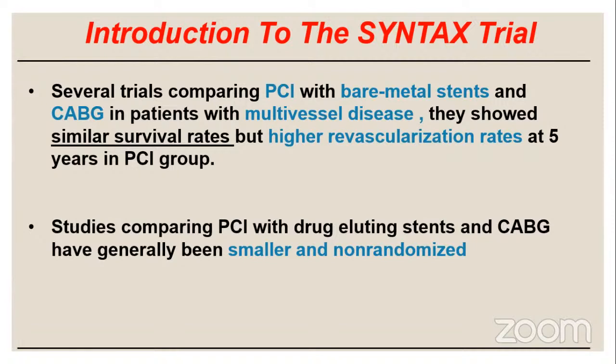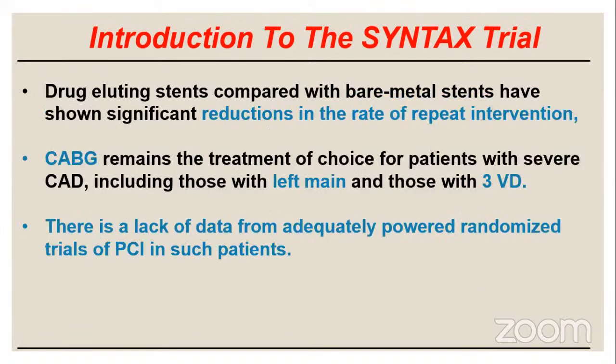Also, there were studies comparing PCI with drug-eluting stents and CABG, and they were generally smaller and non-randomized. The studies comparing drug-eluting stents and bare metal stents also showed a significant reduction in the rate of repeat revascularization in the PCI group with drug-eluting stents.